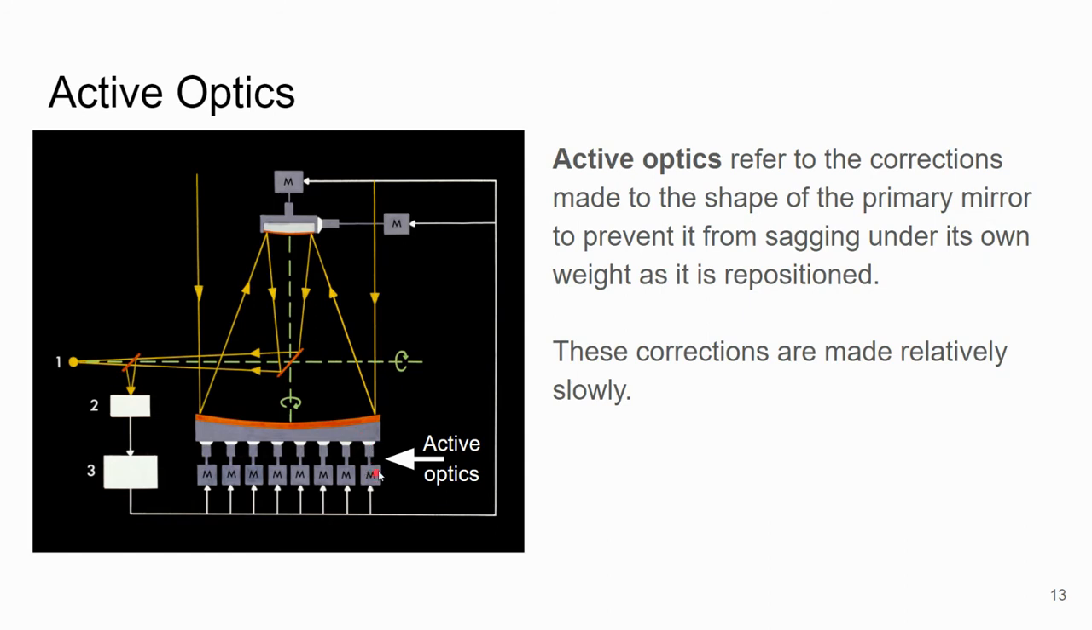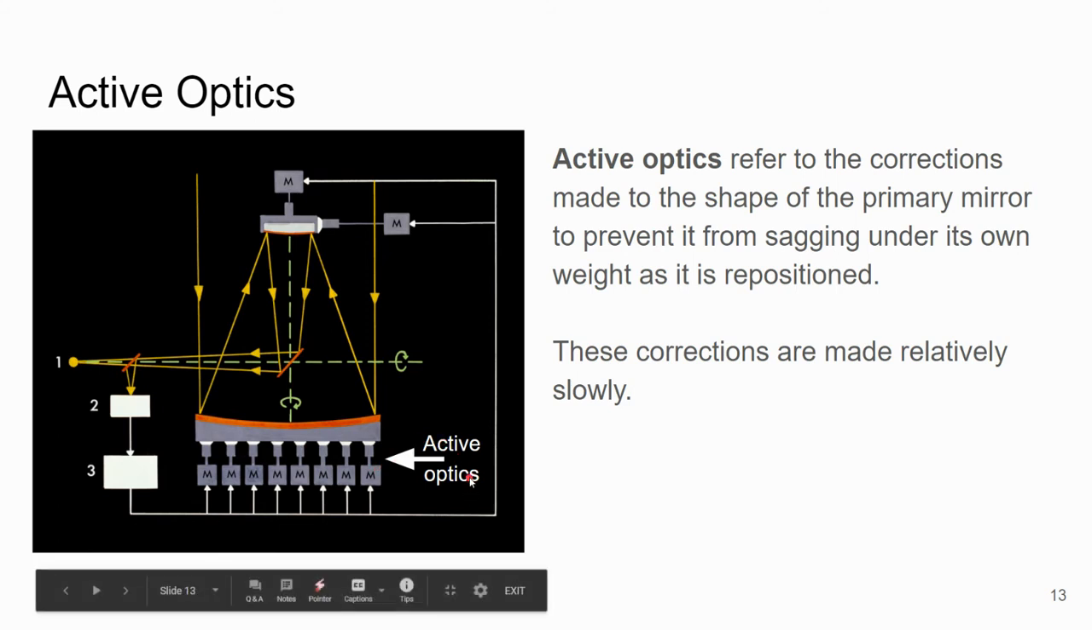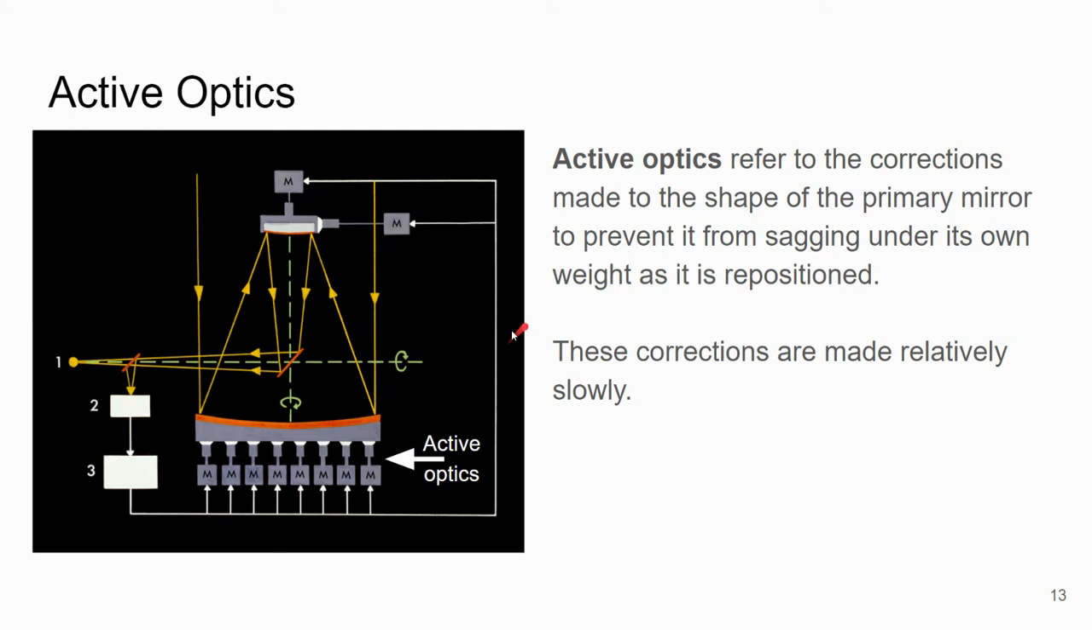The technology of these little arms is called active optics. There are a few different technologies you're going to learn about telescopes in this chapter. The first one we get to is active optics. This refers to the corrections made to the shape of the primary mirror. That's the big mirror, the main one. Also primary, it's the first one. The corrections prevent it from sagging under its own weight as it is repositioned.